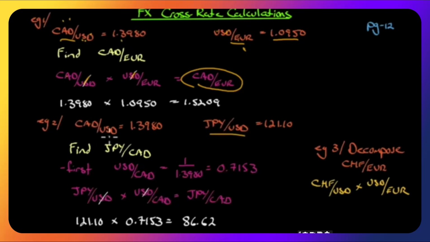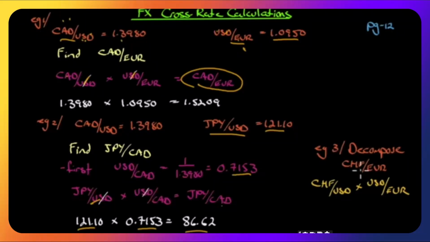We want the Canadian in the denominator here, so let's first invert this. CAD over US is 1.398. US over CAD is 1 over 1.398, which is 0.7153. Now we can multiply the two. The US dollar will cancel out. It's 121.10 multiplied by 0.7153, or 86.62. So what this is saying is that 1 Canadian dollar will get 86.62 yen.